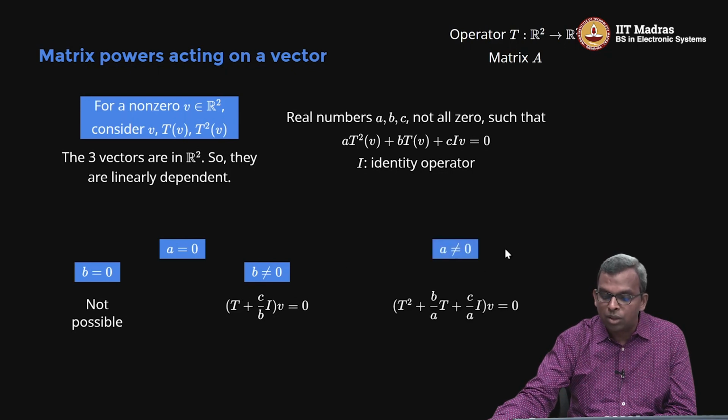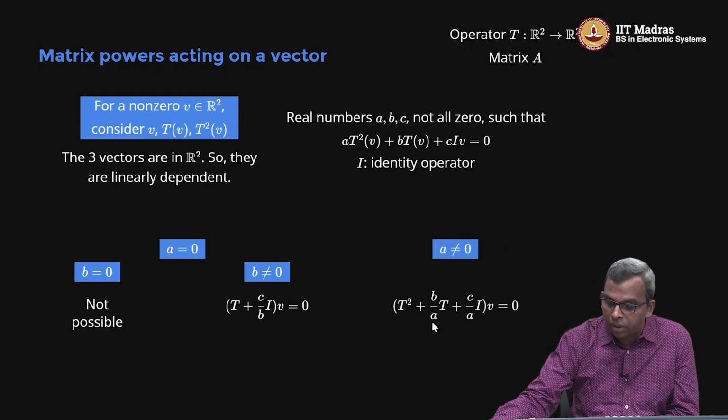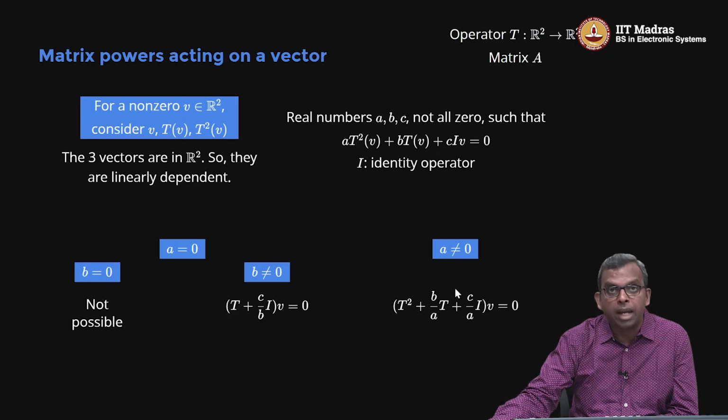Now what happens if a is not equal to 0? You have this operator equation (T squared plus b by a T plus c by a I) v equals 0. But this is not of the form T minus lambda I. How do I make this into T minus lambda I?